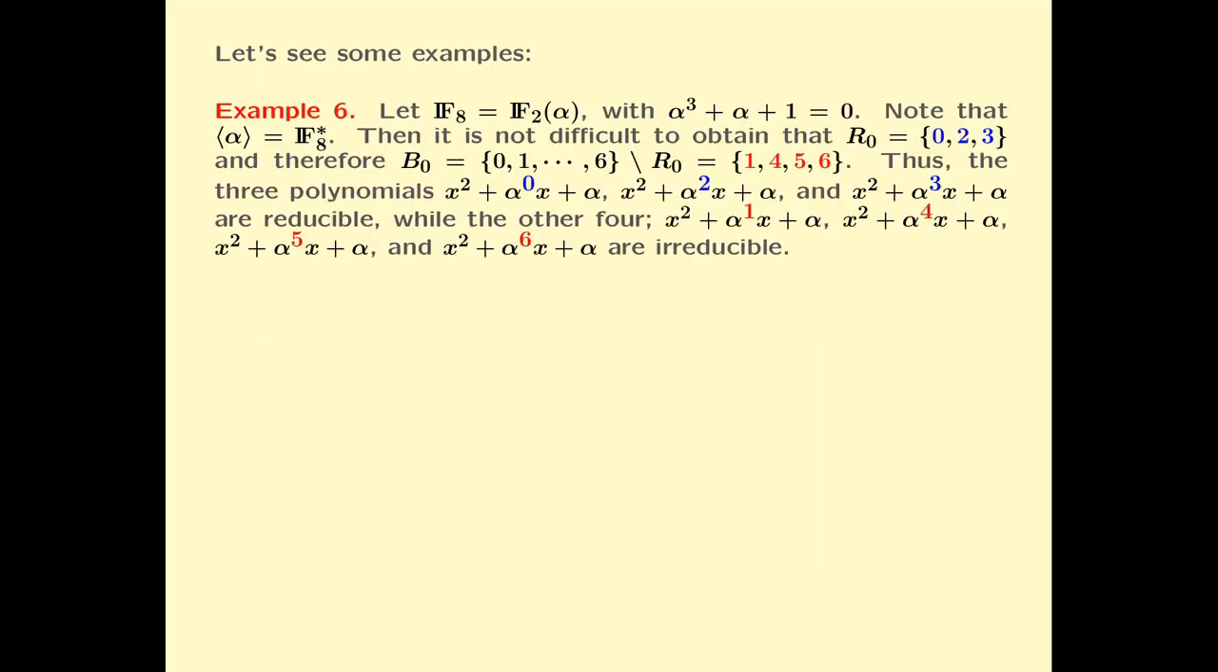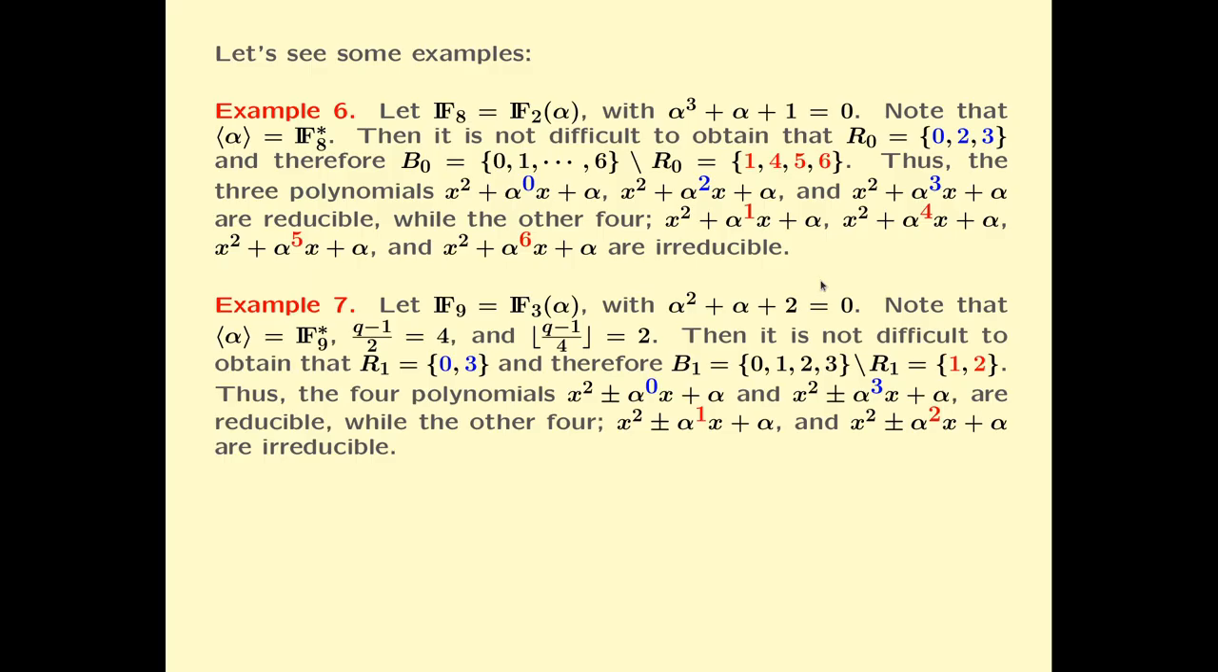Example 6. We take F8 constructed in this way and note that alpha is a primitive element in the finite field. Then it is not difficult to obtain that capital R0 for this example becomes equal to 0, 2, and 3, and therefore capital B0 becomes 1, 4, 5, and 6. Thus, these three polynomials whose exponent in alpha is in blue are reducible, while these other four polynomials whose exponent is now in red are irreducible.